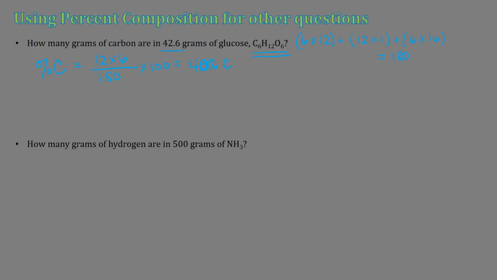And then I have 42.6 grams of glucose. Well, if 42.6 grams is all glucose, then 40% of it has to be just for carbon. So if I take 40%, 0.4 of 42.6, that gives me the amount that is carbon in there. And it's going to be 17.0 grams of carbon.